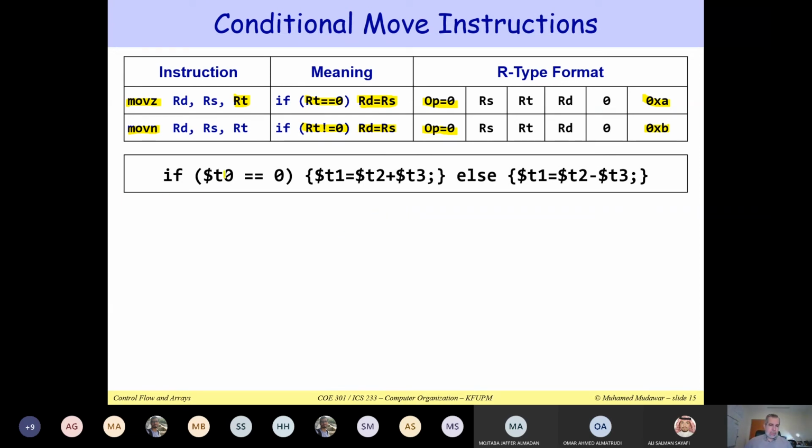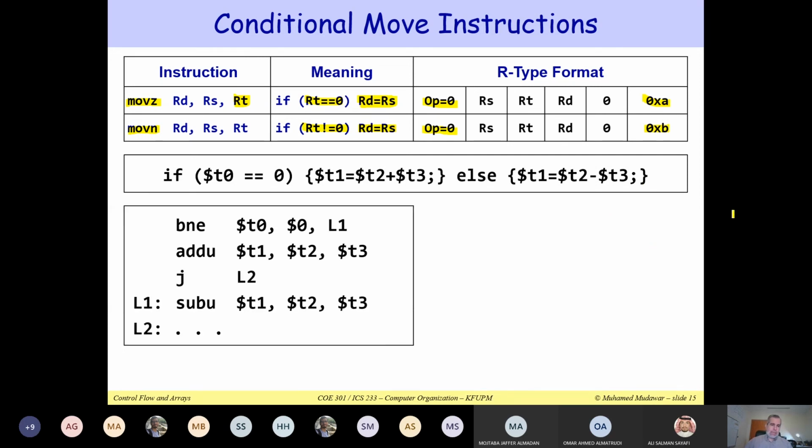If T0 is equal to 0, then T1 becomes T2 plus T3, else T1 is equal to T2 minus T3. Of course, I can translate it with the branch instructions. I can use a branch and a jump to skip the else part. For example, I can translate this if statement here using a branch.